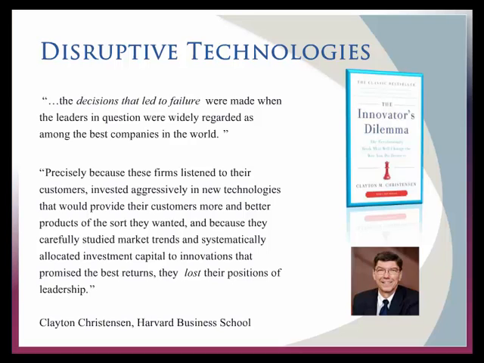So this is Clay Christensen's book that you are reading some chapters out of. And a couple quotes from there. The decisions that led to failure were made when leaders in question were widely regarded as among the best companies in the world. There's a really wonderful example where they're talking about at the very time when I believe it was Forbes magazine was writing very flattering articles about Sears, the retailer, and the decisions that they were making and how they were really positioning themselves in a position of leadership in their market, was exactly the time, as we look in hindsight, that they were making decisions that were going to put them in the very weak position that we find them in today.